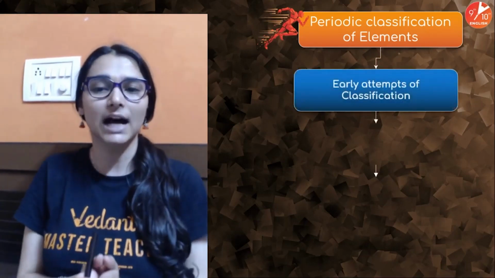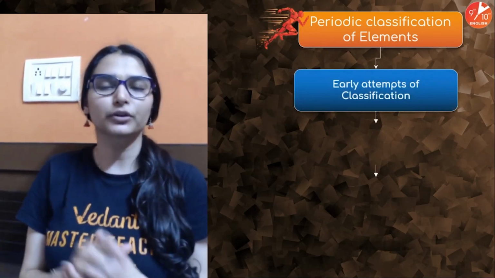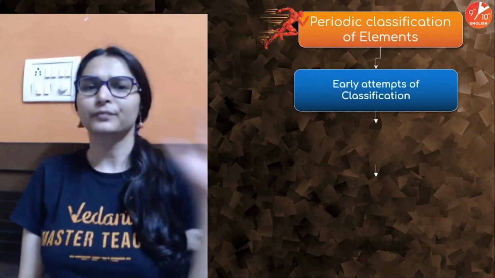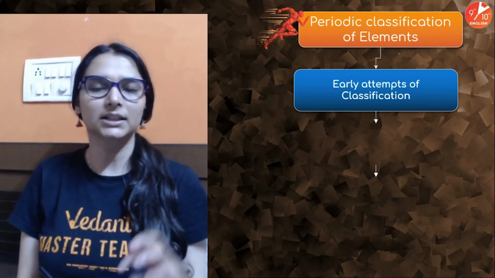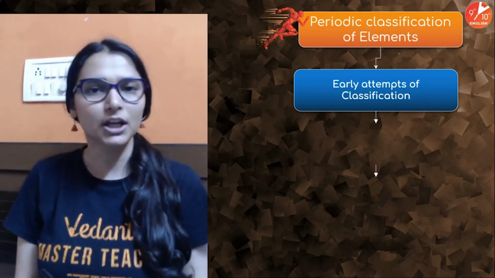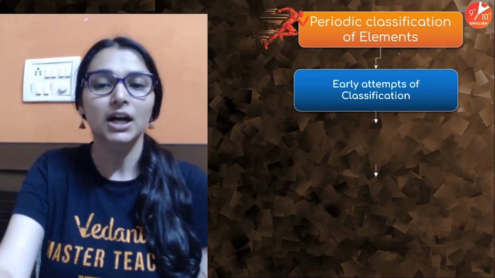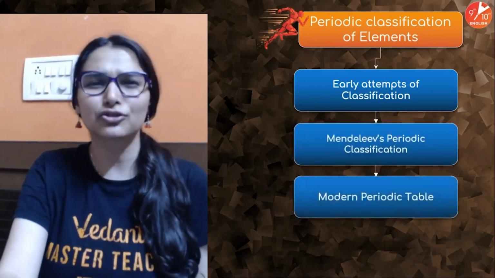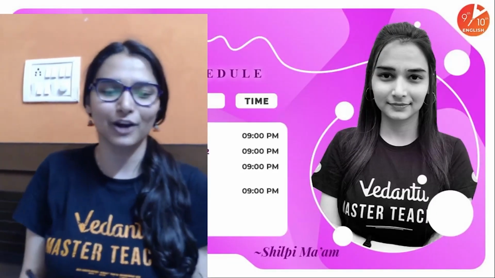The topics on which today's questions are based, because this is the first class. So we will be talking about the early attempts of classification, all the classification given by Dobereiner, Newlands, Sir Mendeleev, questions based on that and their drawbacks and why they require the modern periodic table.